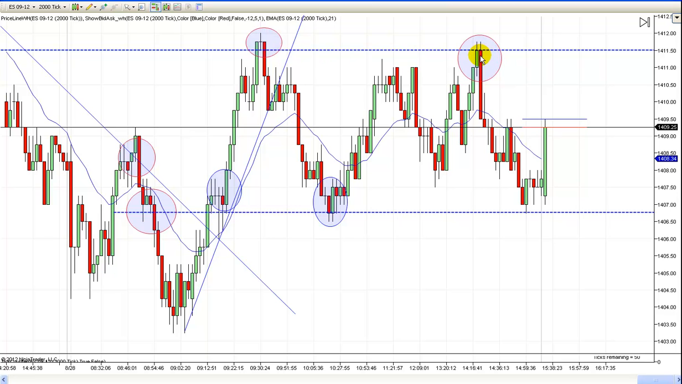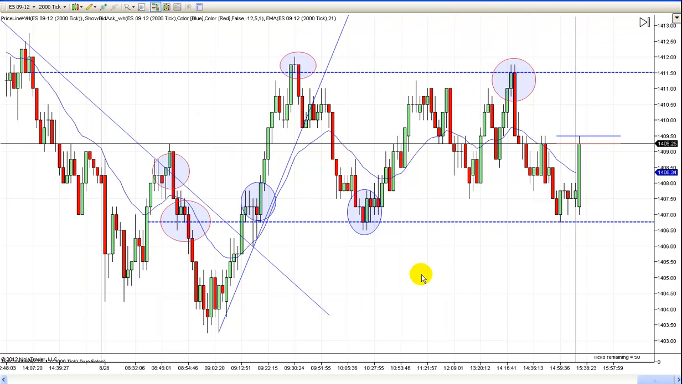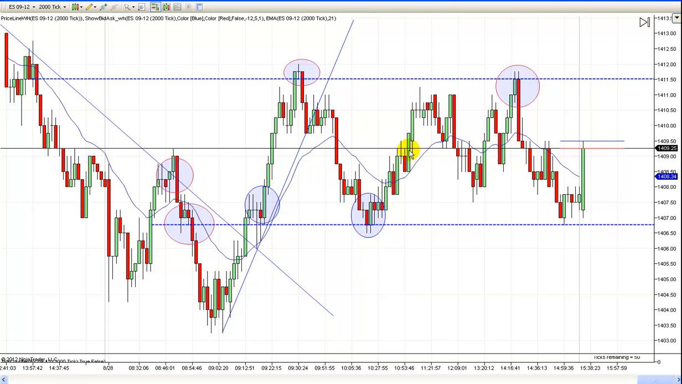And it's really late in the day too. I mean, it's almost 2:30 by now. So again, that's another reason to reconsider this trade. But it was a good trade. It came off the high, so I marked it, and it would have worked easily for you if you took it. So, and again, it's just a range day overall.